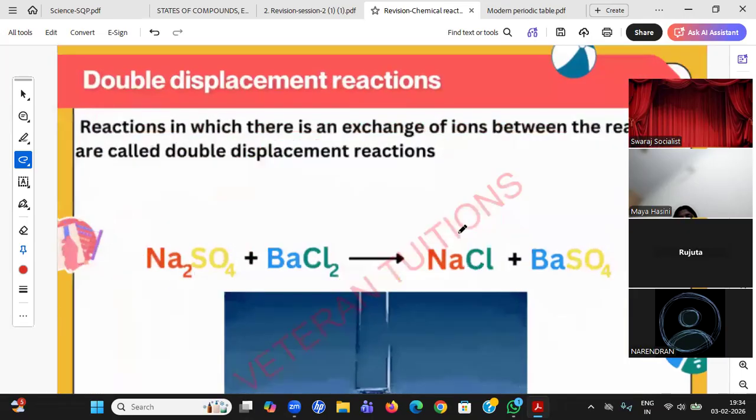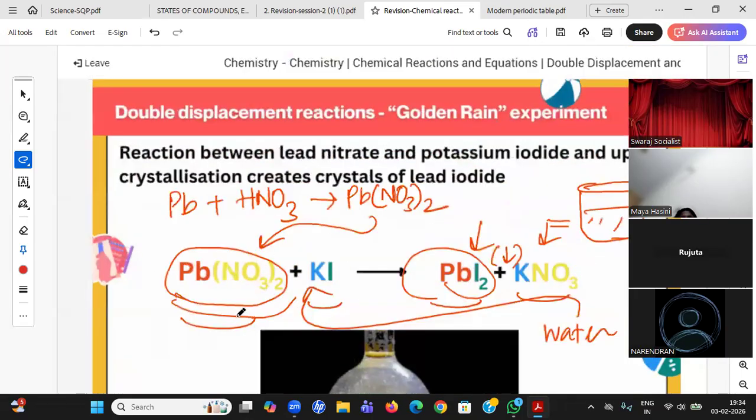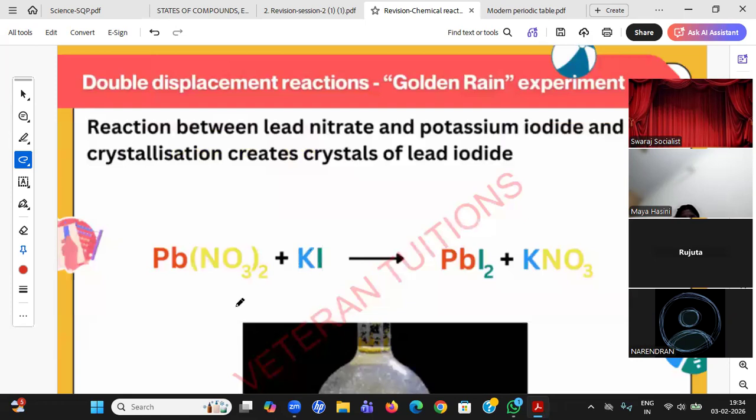Yeah, this is double displacement. You see double displacement. So I have not written the particular format. Okay, no problem. Lead nitrate: what state should I take? Aqueous. Do you remember, student, how I took it? Lead nitrate I have mixed with water.